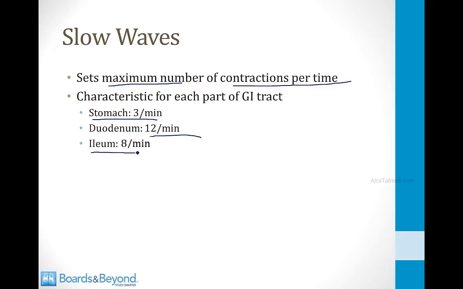There's really no pathologic tie-in to this. There's no disease associated with abnormal slow waves. There are no drugs that affect the slow waves. This is purely a physiology concept. This is the type of thing they are testing less frequently on the USMLE Step 1, but you should be aware of slow waves in case the question does come up. And that concludes our module on the gastrointestinal tract.